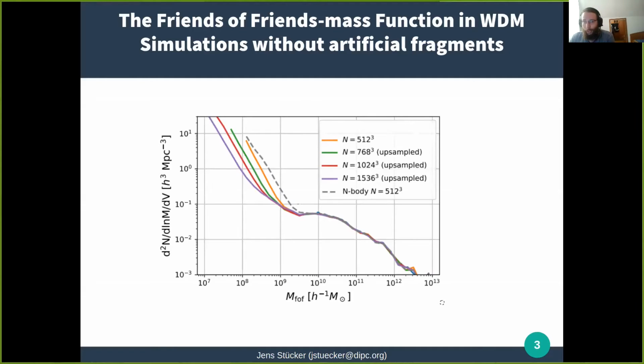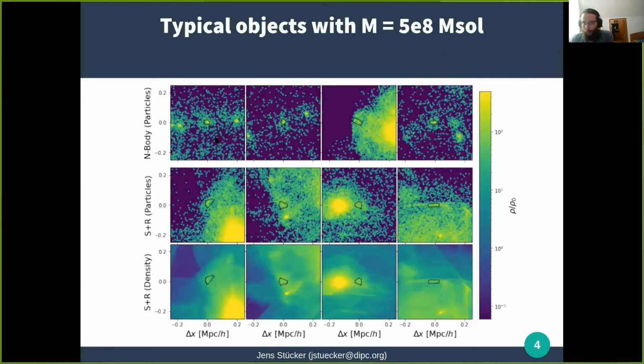However, here I show you the halo mass function in those two different cases, and you see that this friends of friends mass function seems to saturate around this half mode mass, but then it goes up again at small masses, for example in this gray dashed line for this n-body simulation. However, also in this sheet plus release simulation, where we didn't have any of these artificial halos, you still see an upturn at small masses. To clarify this a bit, I'll show you a few examples of the structures which are found at this scale of 5 × 10⁸ solar masses.